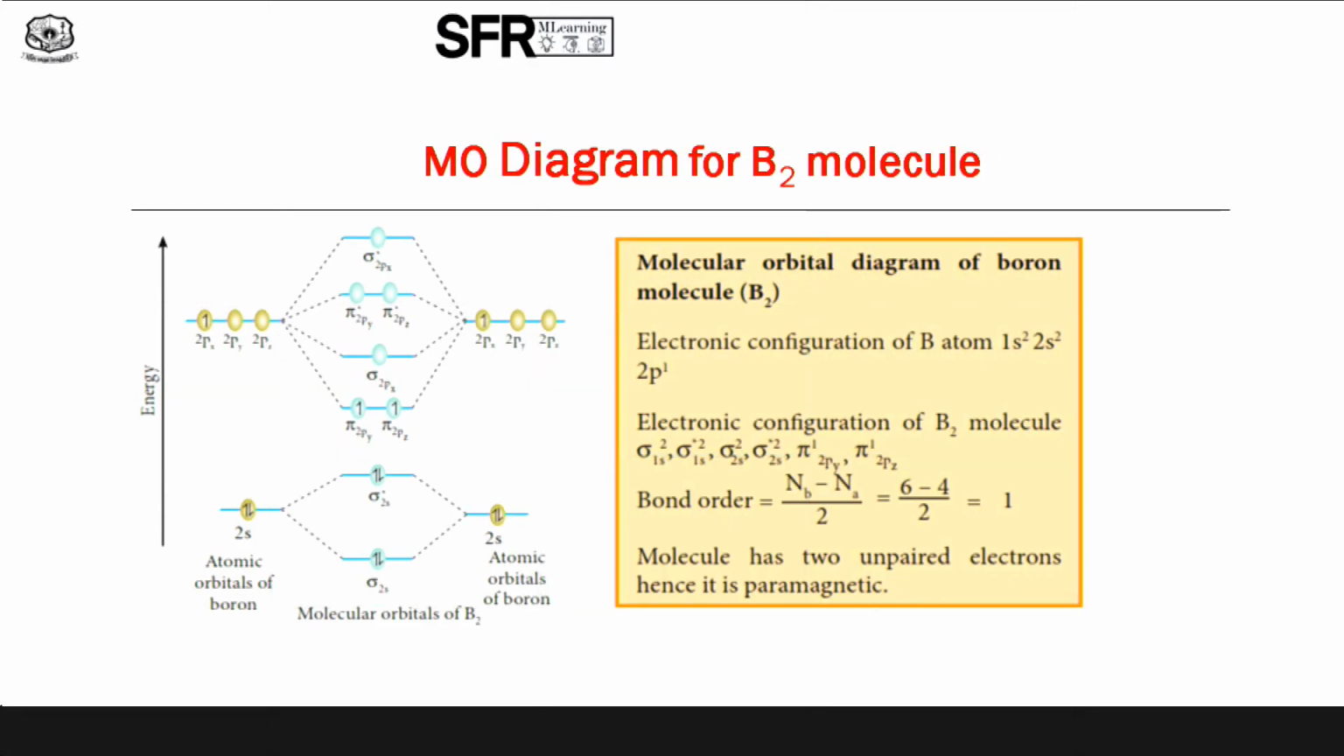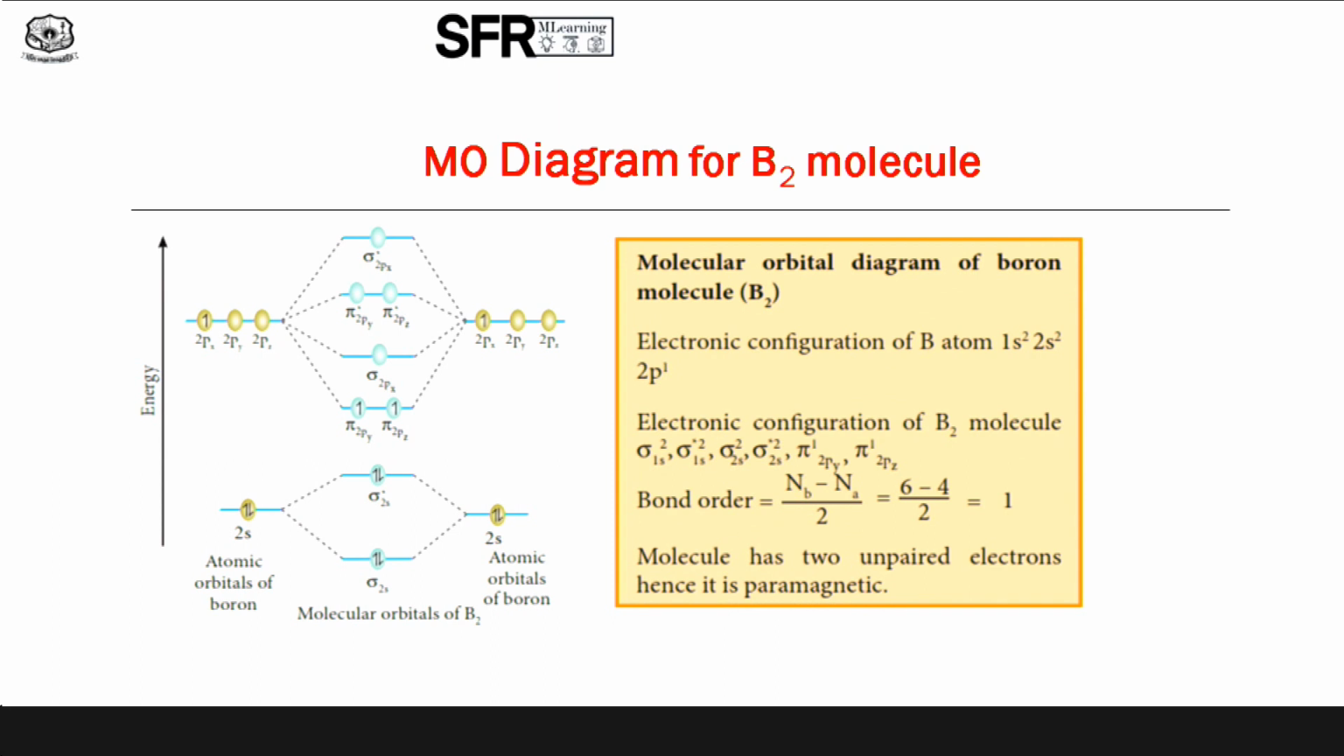Similarly, consider the MO diagram for the B2 molecule, that is, the boron molecule. We know that boron has an atomic number of 5, so its electronic configuration is 1s2, 2s2, 2p1. As usual, we won't discuss the atomic orbital combination of 1s because it is completely filled. So we concentrate only on the outermost orbitals, that is, the 2s and 2p atomic orbitals, represented in the MO diagram for the boron molecule.